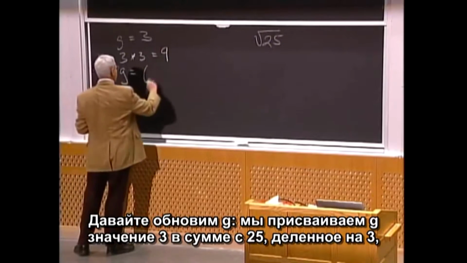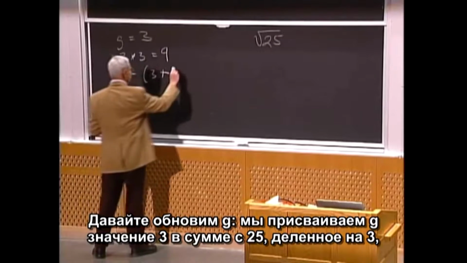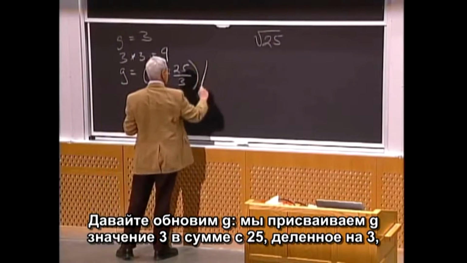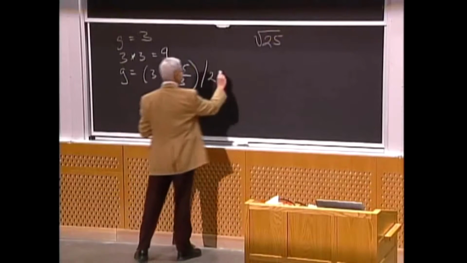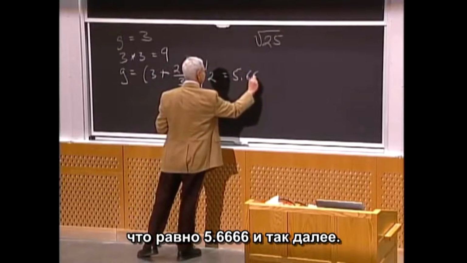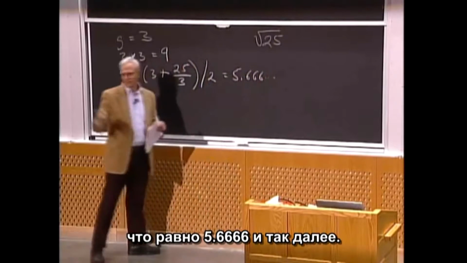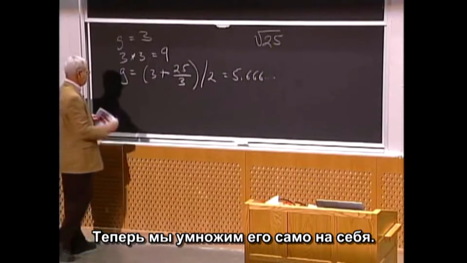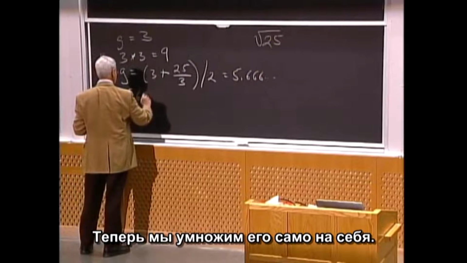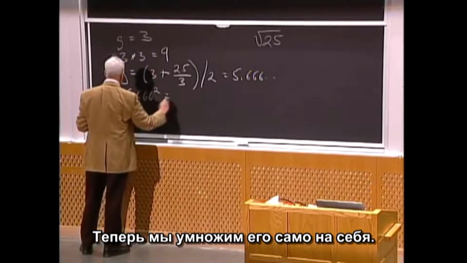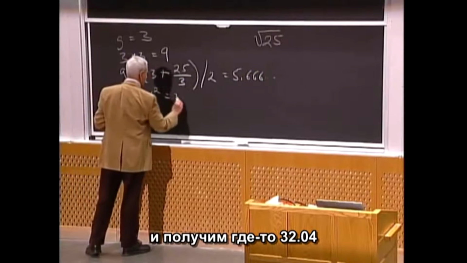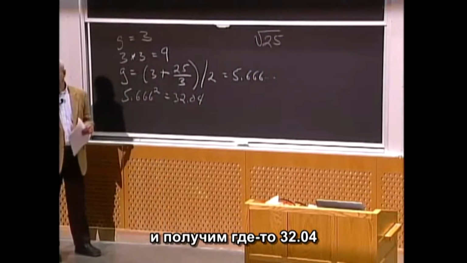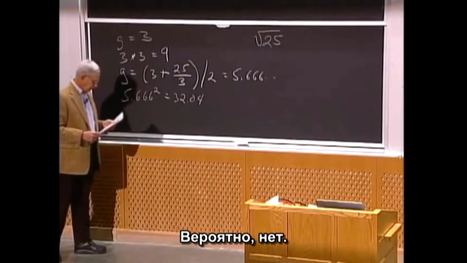And we'll set G to 3 plus 25 over 3, all of that over 2, which equals 5.6666, et cetera. All right, so now we'll multiply that by itself, and that gets to be about 32.04. Close enough to 25? Probably not.